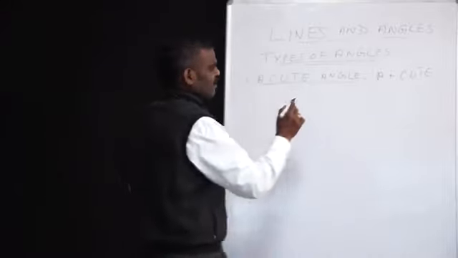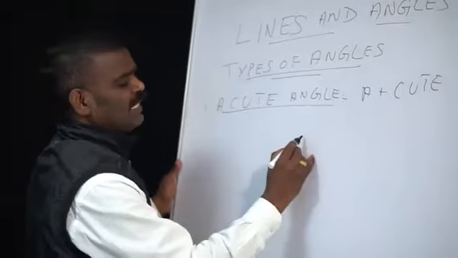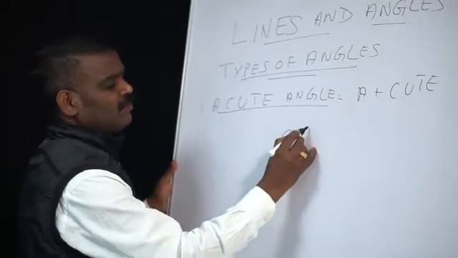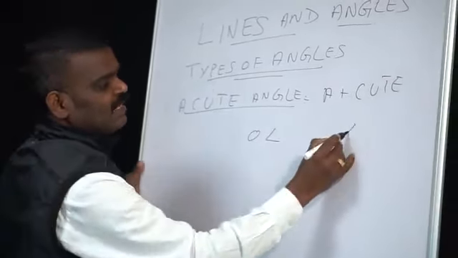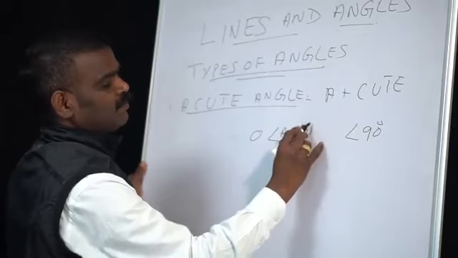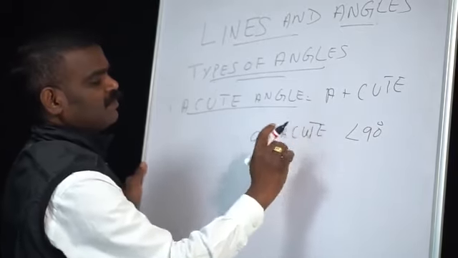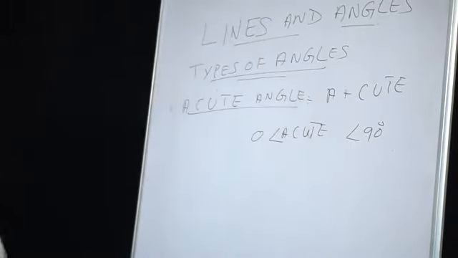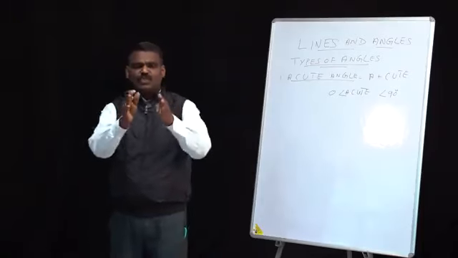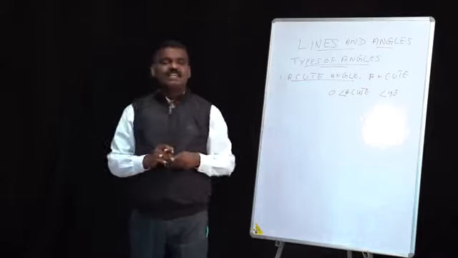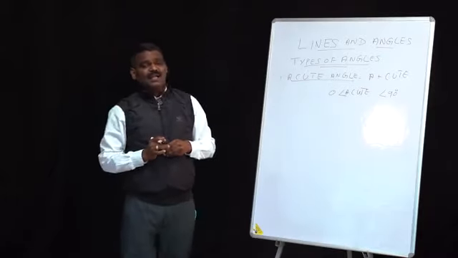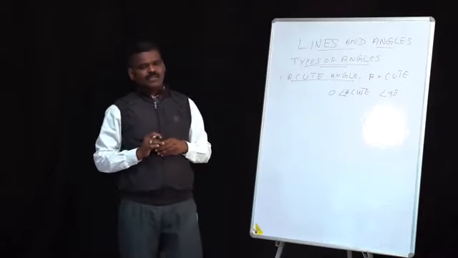the magnitude of acute angle is greater than 0, less than 90 degree. Greater than 0, less than 90 degree. Any angle which comes in between 0 and 90 degree, not 90 but less than 90 degree, then it is called which angle? Acute angles.